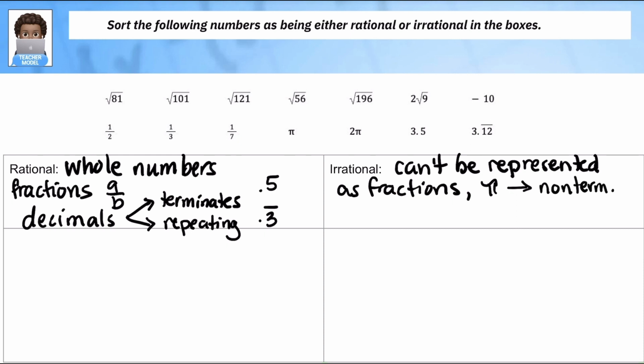Non-terminating, non-repeating decimal. And also, if you have a number with a square root symbol, a radicand that just can't be simplified easily, like let's say the square root of 10, I can't get that into a nice simple number, so this is also going to be irrational because I can't simplify it to a perfect square.